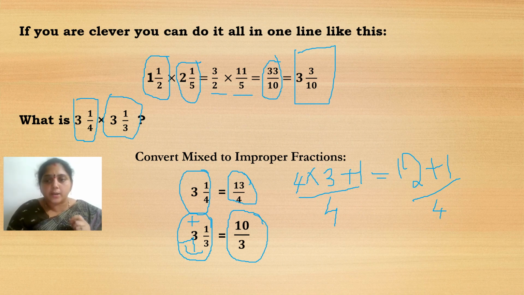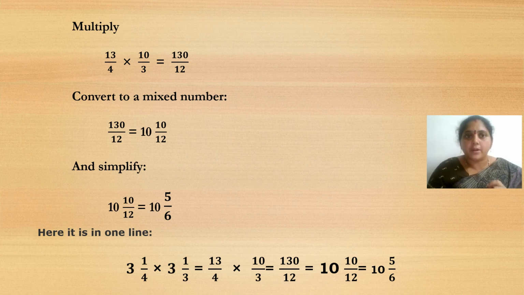Now you got your two fractions. What are the fractions? 13 by 4 into 10 by 3. We have to multiply these two fractions. Multiply 13 into 10, it is 130, and 4 into 3, it is 12. Your last fraction will be 130 divided by 12.